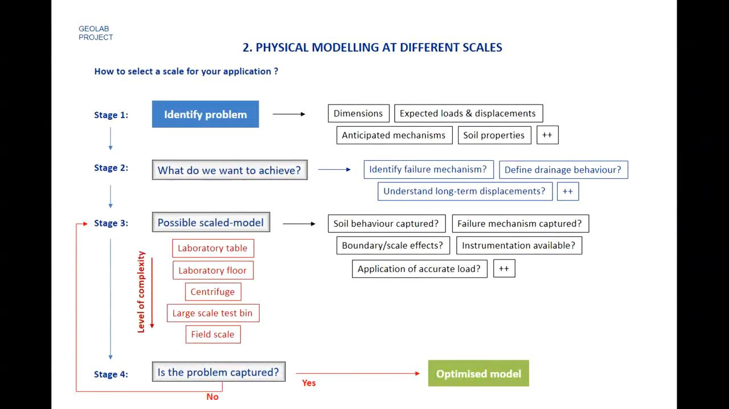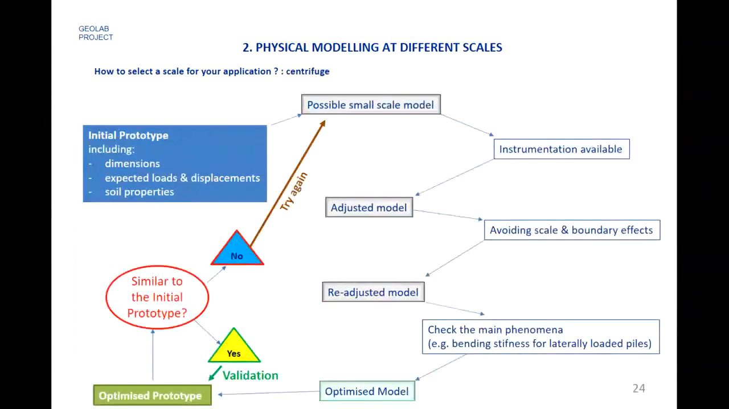We will discuss later. But this is a chart just to think about the different steps that we have to follow, particularly here in centrifuge. So of course, we do not choose the scale in the first step because there are plenty of different considerations, and for instance, the instrumentation available.